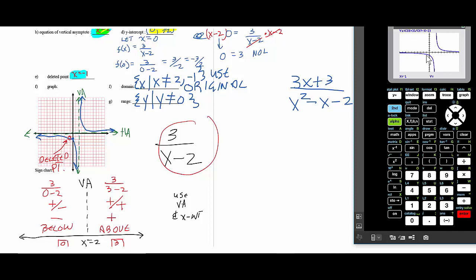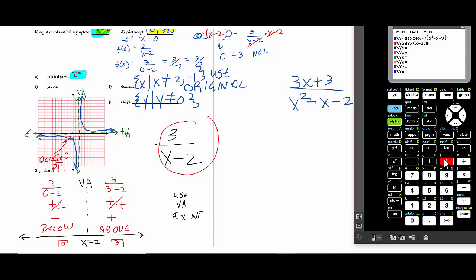Okay, tell me if that makes sense or not. Okay, now let me show you this also. Okay, now I want you to do this too. Go to Y2, and in Y2 put in the reduced form, 3 over x minus 2. And what I want you to see is if it's basically the same graph.